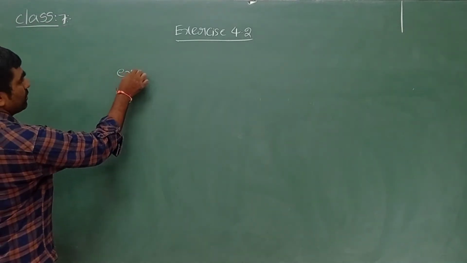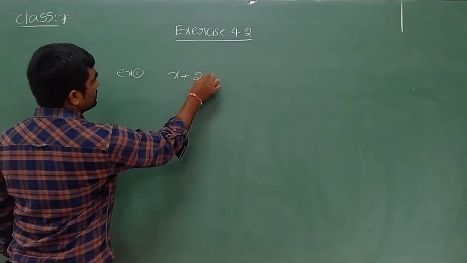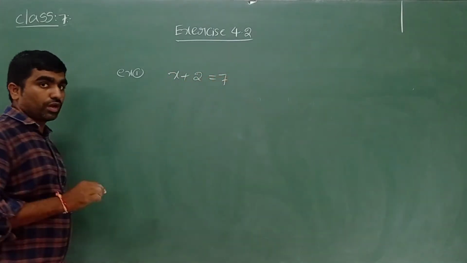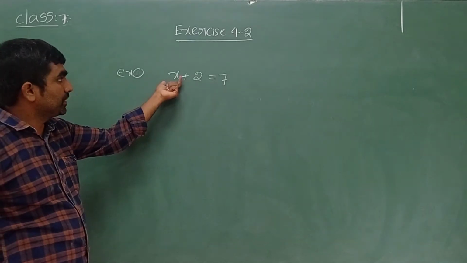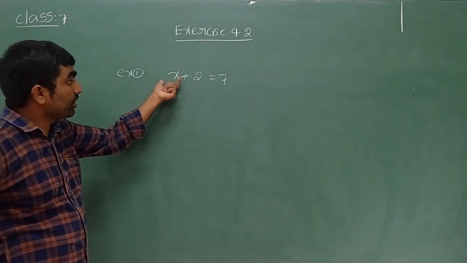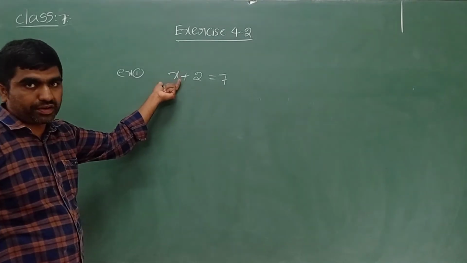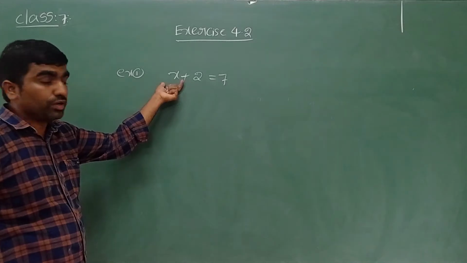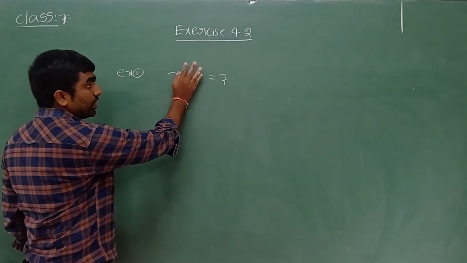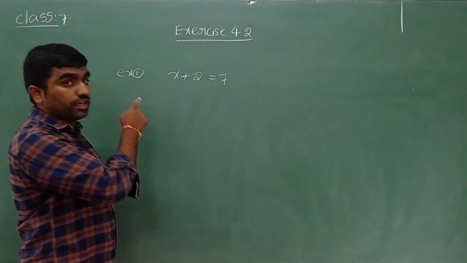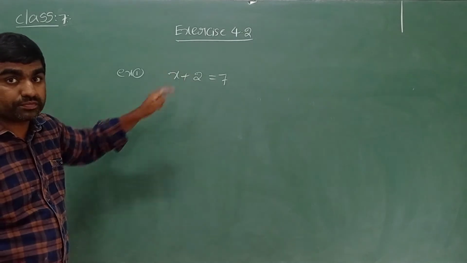So let me take one example over here. x plus 2 is equal to 7. Now we have to find the x value by using the method of balancing. How can we find the x value in the method of balancing? We have to make x separate, we have to make x alone. So how can we make x separate? We have to remove this plus 2, so that we can see x will be separate. Now tell me, how can I remove this plus 2?